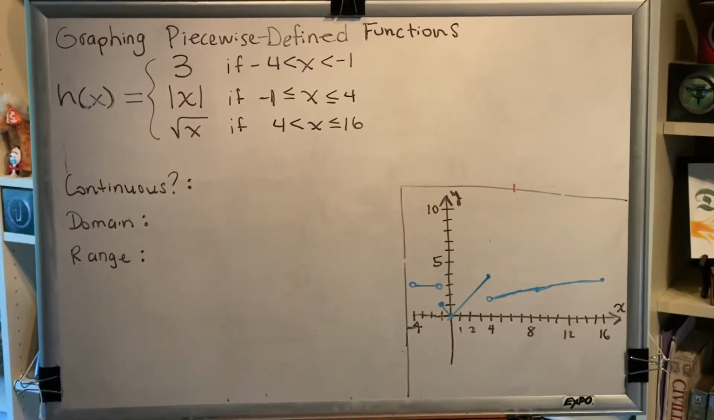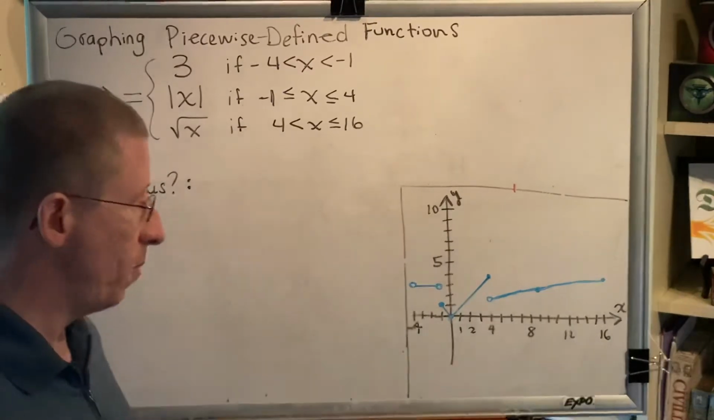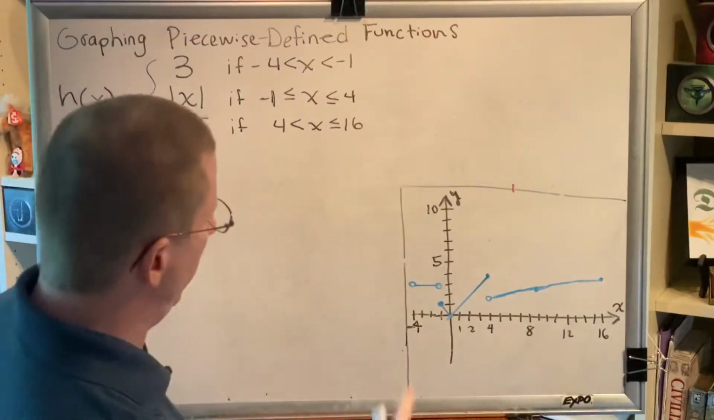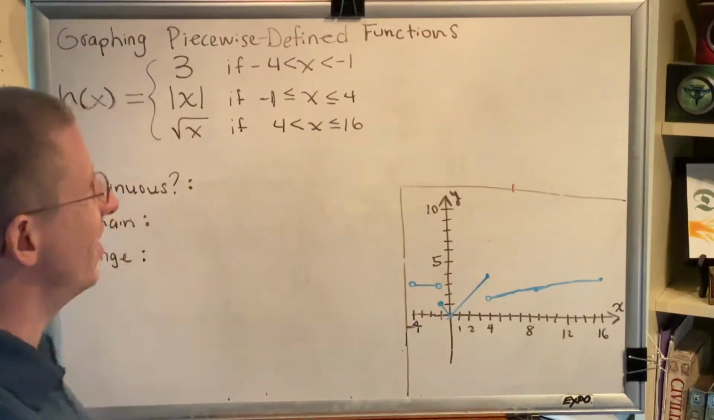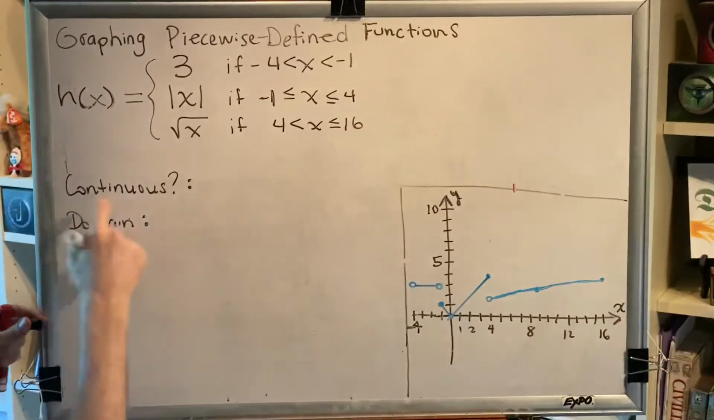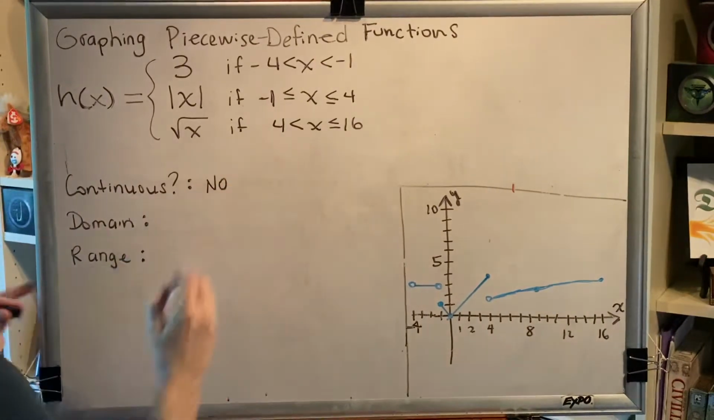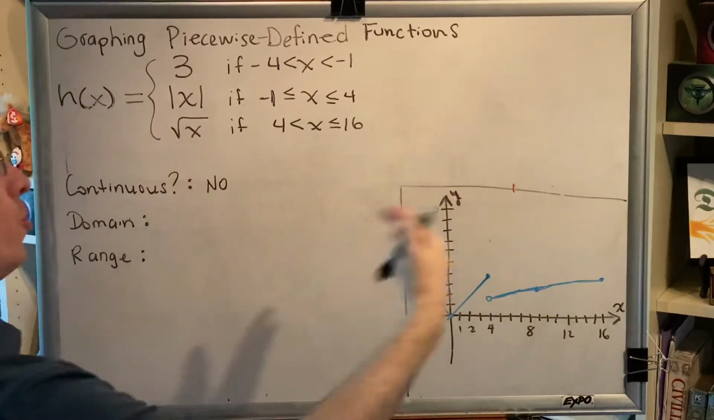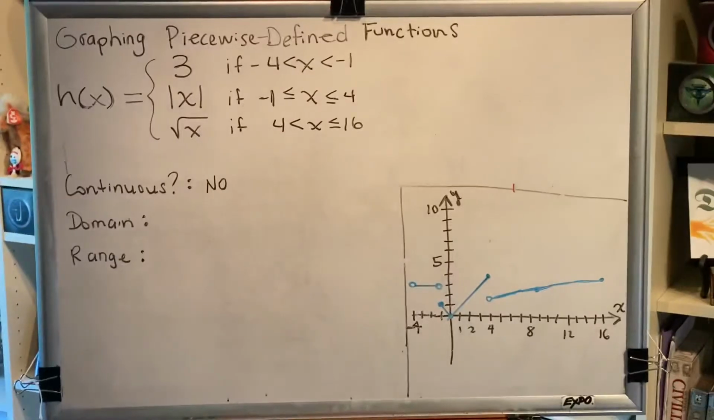Okay, great. So let's start with, is this continuous? The answer is a big glaring no. This is in three very distinct, disconnected pieces. This very much is not a continuous graph. We cannot draw the whole thing without picking up our pencil.